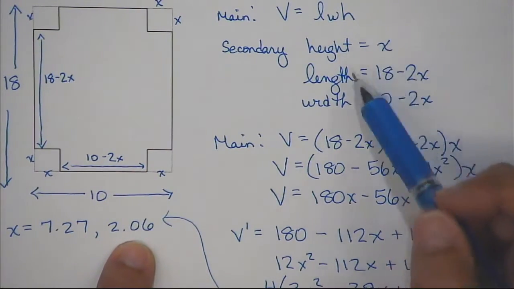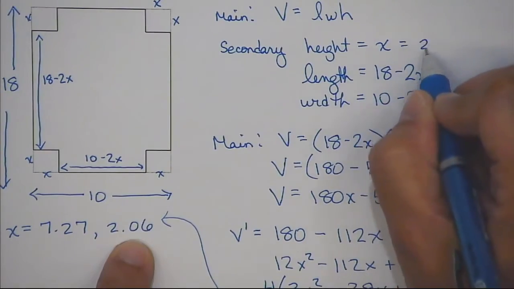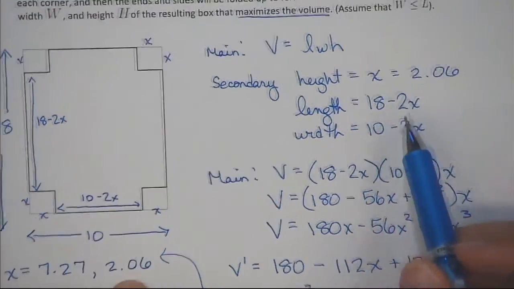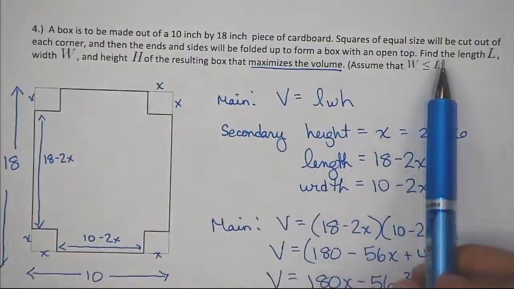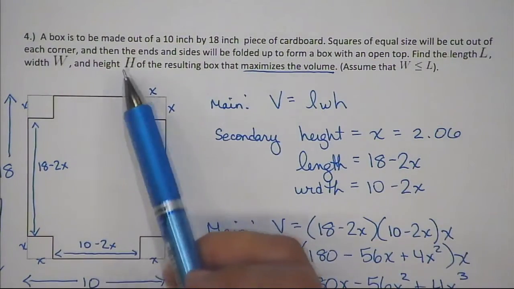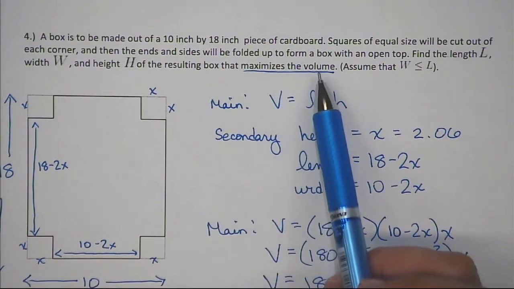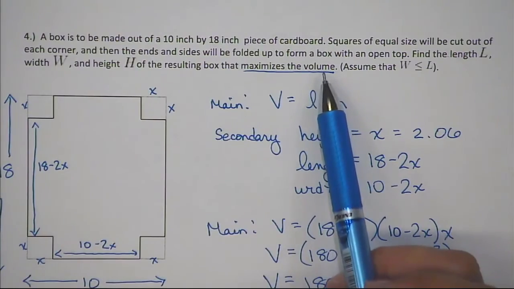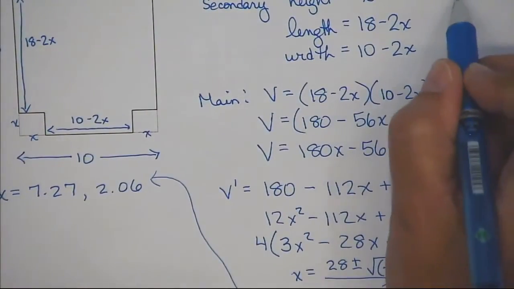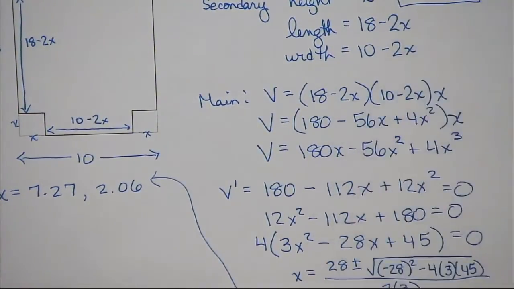All right, so I know that my height then is 2.06. Because remember, go back and read the question, make sure you answer the question. Find the length, the width, and the height that results in the maximum volume. It didn't ask you for the volume, just said find the length, the width, and height. All right, so 2.06 is going to be my height.